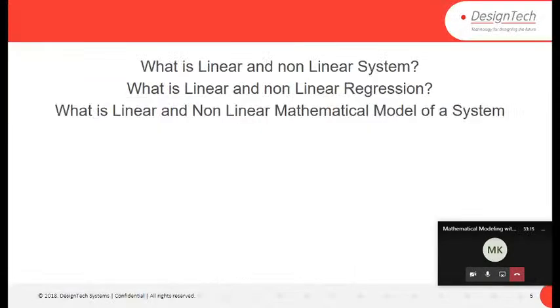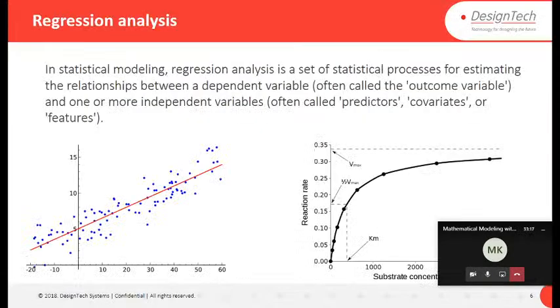I'm switching here to the PPT. So what is regression? In statistical modeling, regression analysis is a set of statistical processes for estimating the relationship between a dependent variable, that is the outcome, and one or more independent variables that are called predictors. Means we make a relationship between the dependent variable, that will be one, and independent variables, that will be one or more than one. That is called regression analysis.